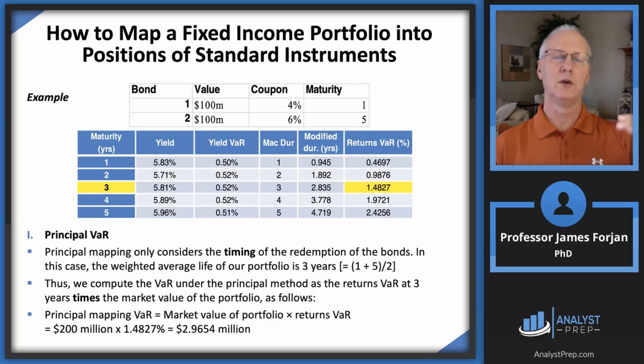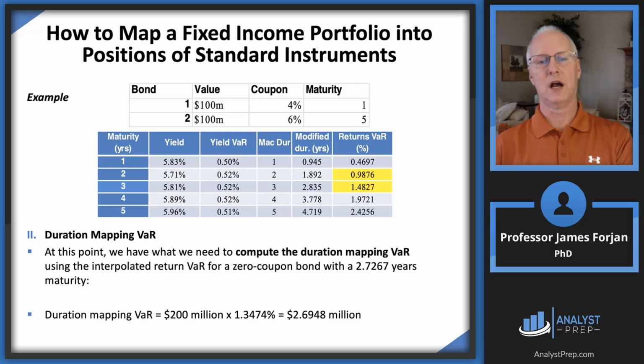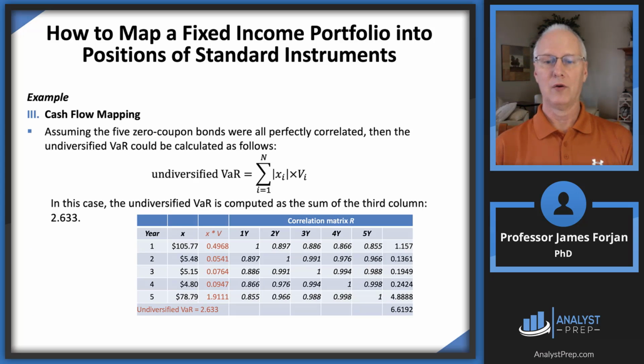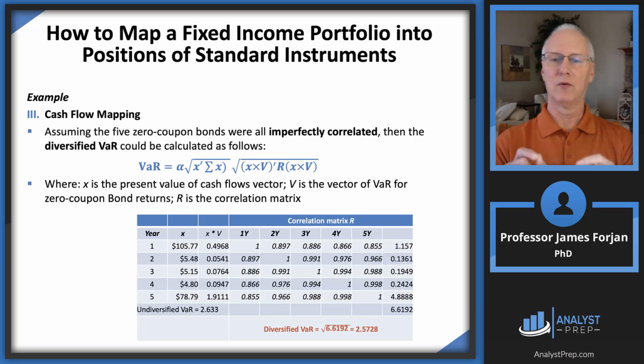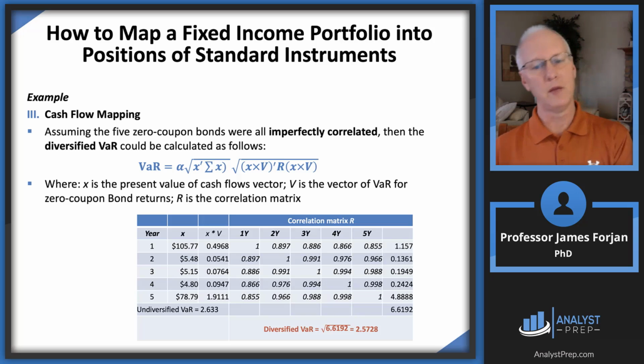So remember, I was telling you that as we move through this, we're getting more and more precise. So we start with 2.96 million as our principal value at risk. Then we get down to 2.69 duration mapping value at risk. And now, let me see, I got one more. Now we're going to ask ourselves the question under the cash flow mapping value at risk. Are these bonds in our portfolio, remember there are just two of them, are they perfectly correlated or are they imperfectly correlated?